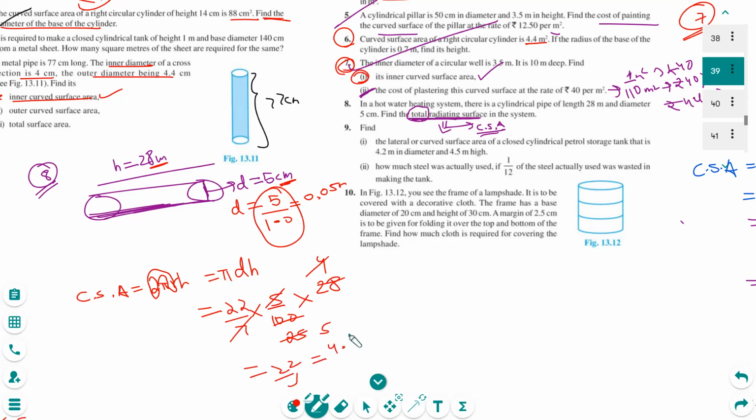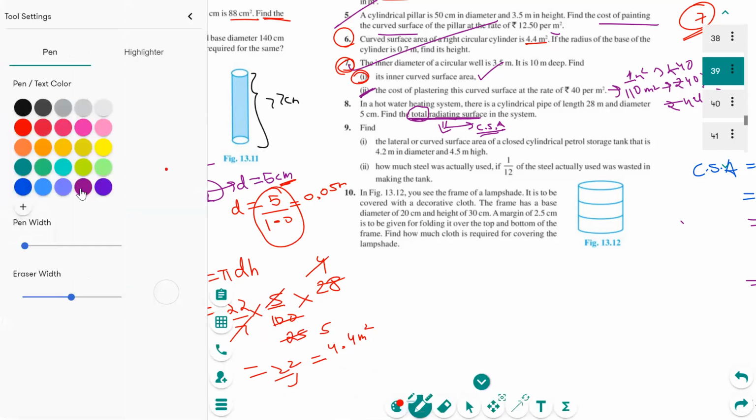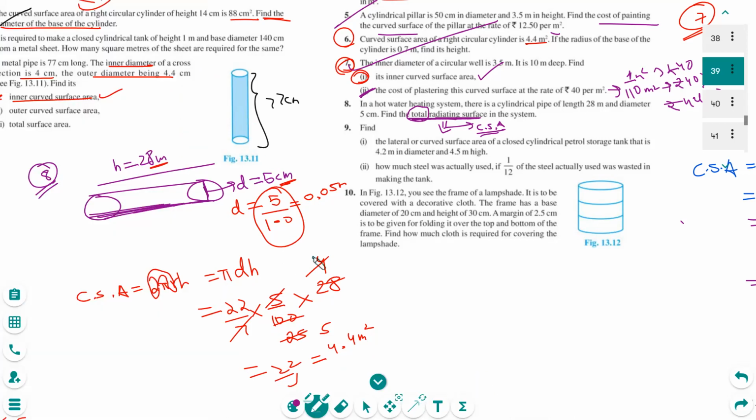That is 4.4 meter square. Was I too quick at this one or do I need to repeat it? Should I repeat it? Did everyone understand the calculation? Yes, sir. Okay, good. So my question number 8 is also done.